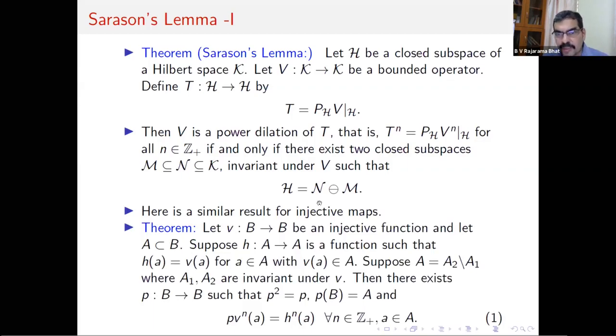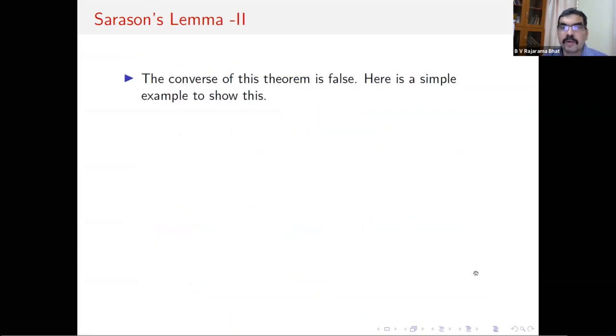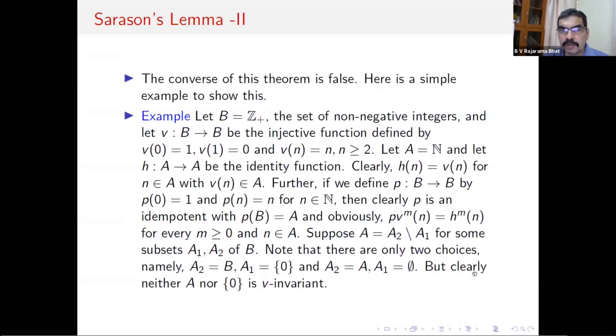Now if we try to do that for injective maps, we have only a partial result. The same thing is true if you have a difference of two invariant subsets. Here I have to define what P is. When you have a subspace, you have a natural projection, but just because you have a subset, you don't have a canonical P. You have to define a P, saying that there exists a P such that P squared equals P and P of B equals A. So whenever you have a difference of invariant subsets, it is okay, but the converse is not true. So Sarason's lemma we have only halfway, not full. The converse is false. I have a simple example, but I will skip it.